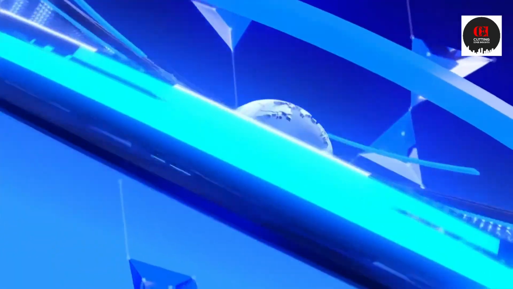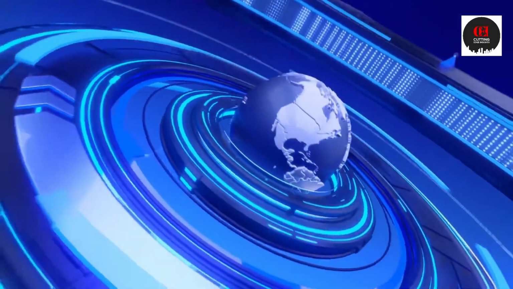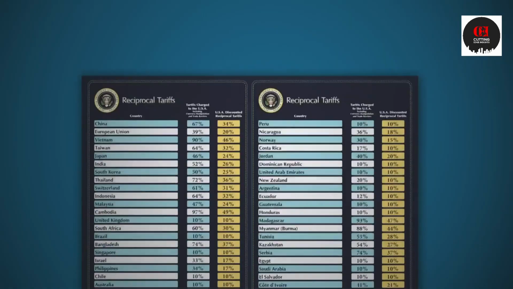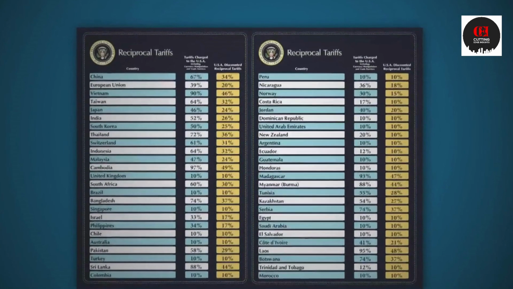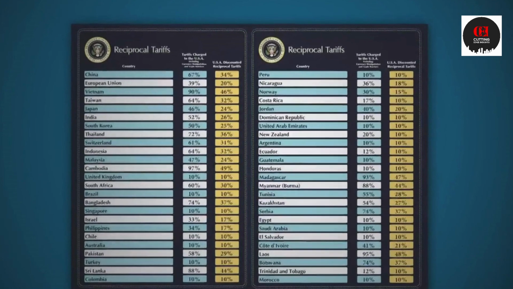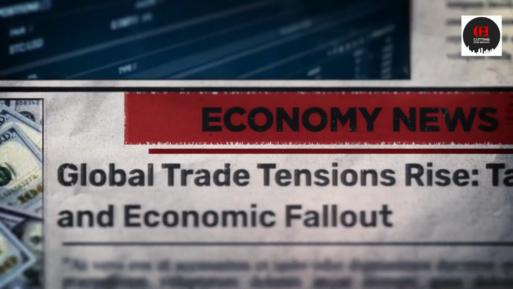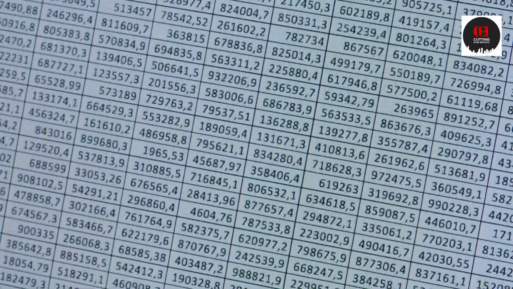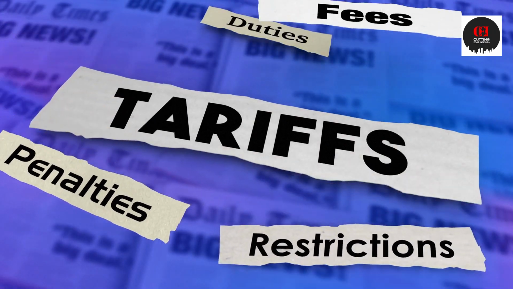Imagine waking up to news headlines announcing global markets rattled, economists baffled, and politicians outraged, all because of a single tariff formula. Yes, a formula devised by none other than former President Donald Trump. But what exactly is this formula? How does it work? Why was it implemented? And what hidden truths might we have overlooked?